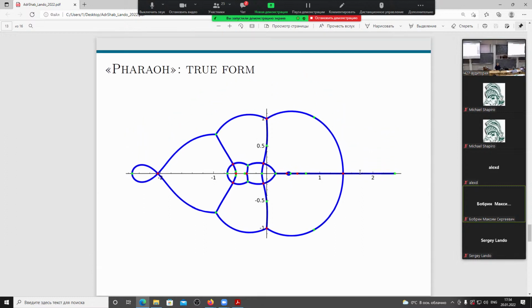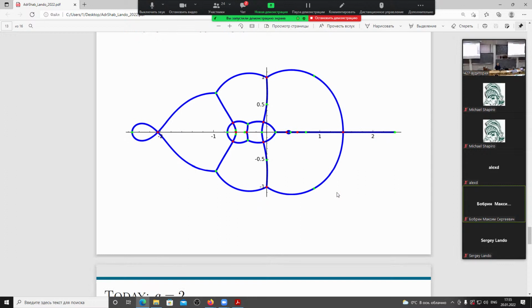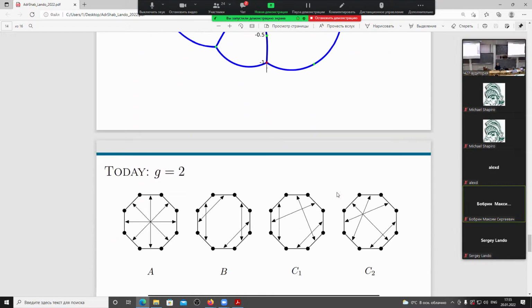Well, and here's the true form. This is the pre-image of the segment connecting two critical values. Well, it doesn't look like a ferro anymore, more like an alien on its back. Well, but still, we still call it ferro.